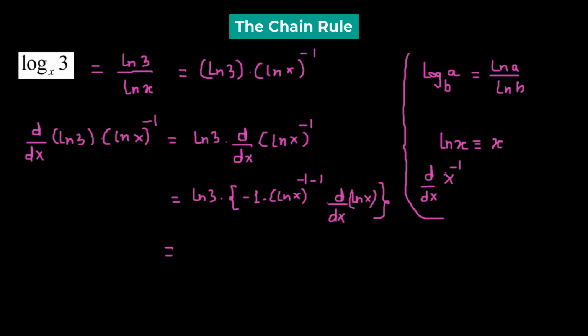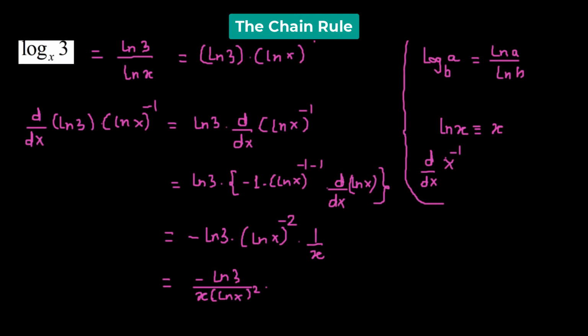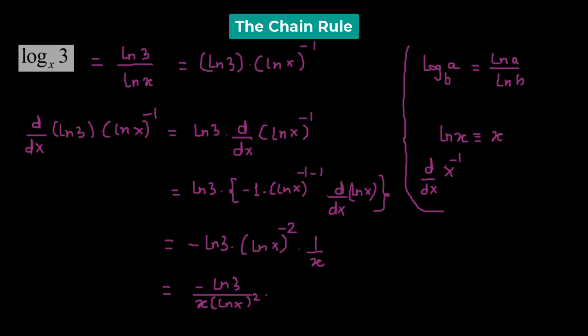So we have negative log of 3 multiplied by log of x raised to the power of -2 times the natural log of x. The derivative of it is 1 over x. So this gives us negative natural log of 3 divided by x times natural log of x raised to the power of -2. We can take that to the denominator, so that gives us natural log of x whole squared. So this is the derivative of log of 3 with a base of x. Let's move on to the next question.